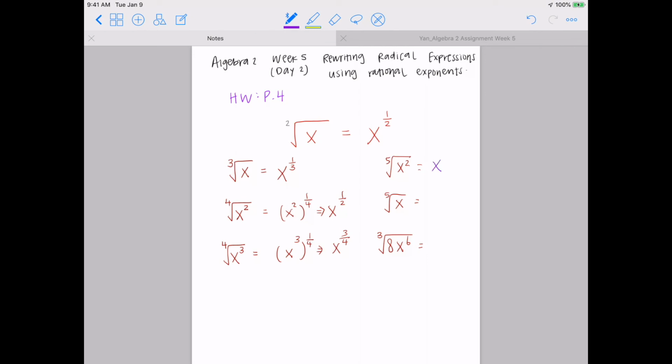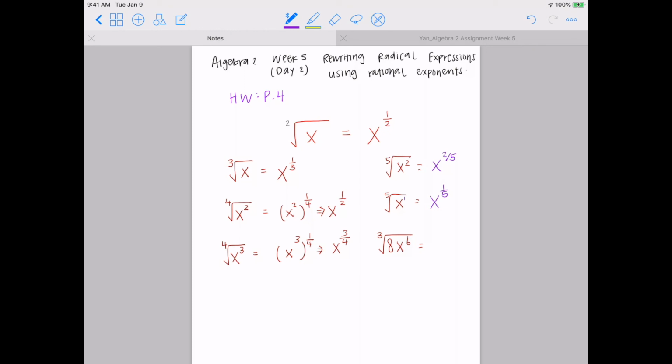So x to the 2nd power, and then remember the 5th root goes to over 5, so it would look like this. Next one. There's an invisible 1 right here, so it will be x to the 1/5.